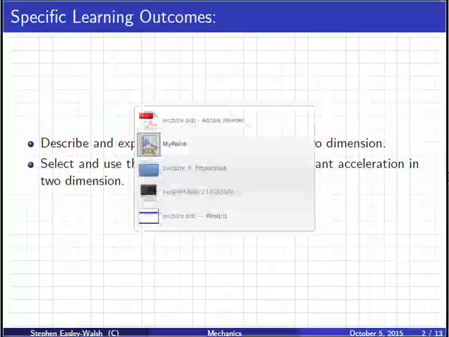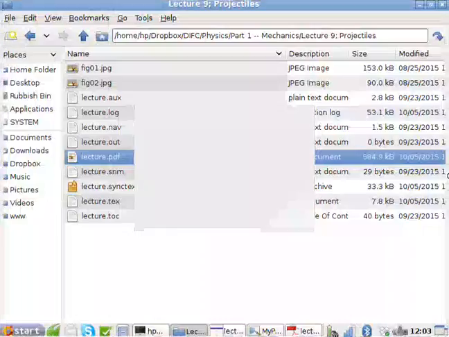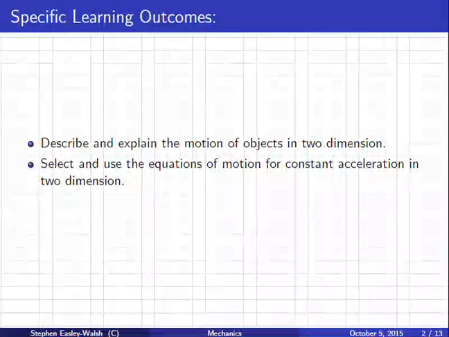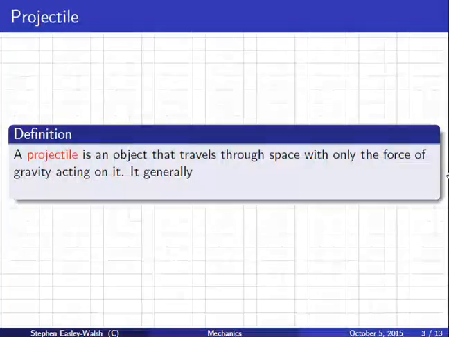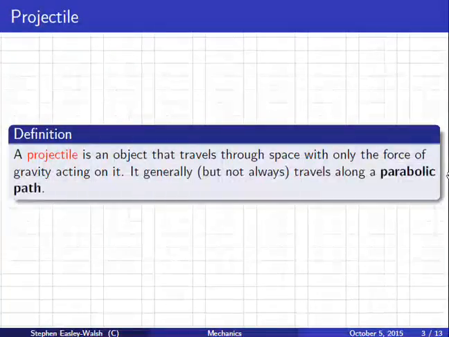Easy to say bye bye. Okay. Next? Is it lesson 9? It is, I think. It is lesson 9. Exciting. Alright, so what is a projectile?